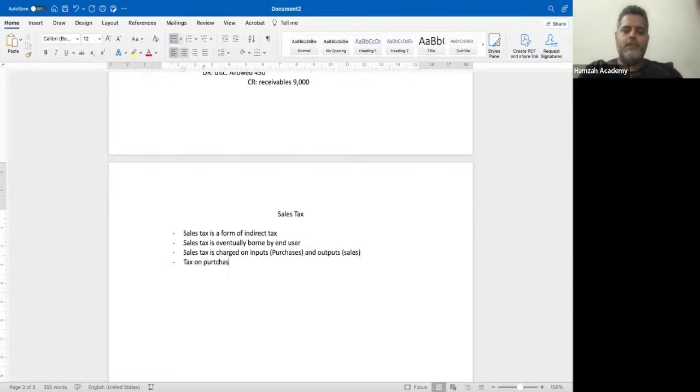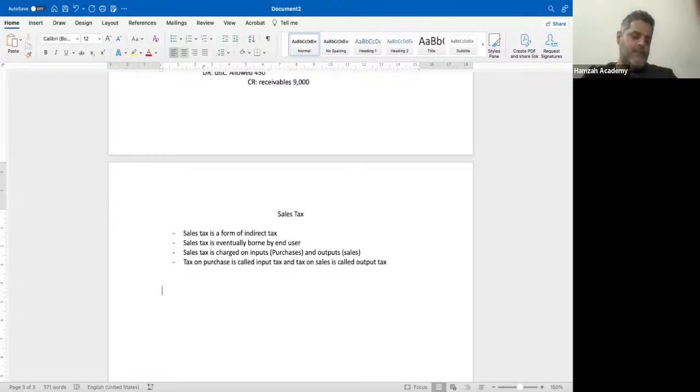Now, tax on purchase is called input tax, and tax on sales is called output tax. Done? Now, these are the basic points that we have over here. Tax is a sort of the biggest source of earning for the government, right? Tax is the biggest source of earning of the government over here.